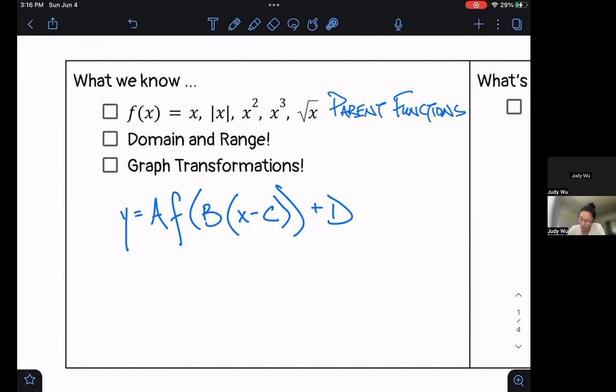And so I just want to remind us what a, b, c, and d stand for, all right? So our a, that's the vertical stretch or compression, whereas b is the horizontal stretch or compression. c moves our graph side to side, and d moves our graph up and down. Okay, and we're going to come back to this at some point in this lesson. So I just wanted to prime us for that. If you need to go back to your 1.5 notes to double check, not a big deal.